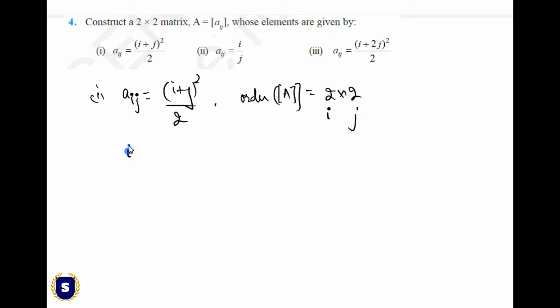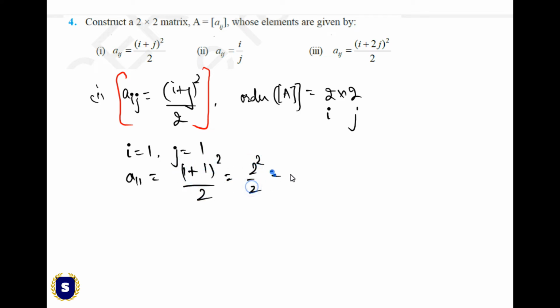Okay. When i is equal to 1 and j is equal to 1, so A11 becomes, according to this formula, (1 plus 1) whole square upon 2, that is 2 square by 2, that is 2. Okay.